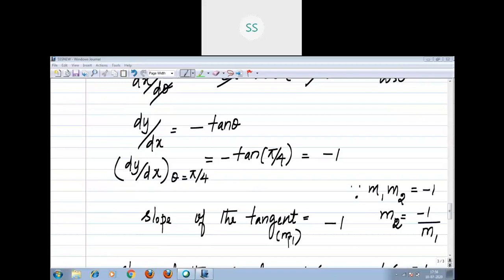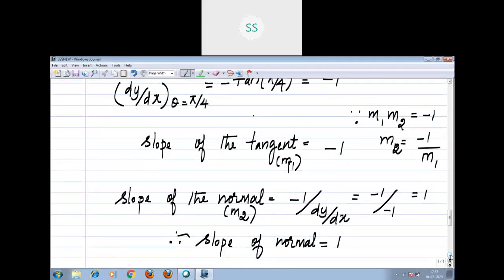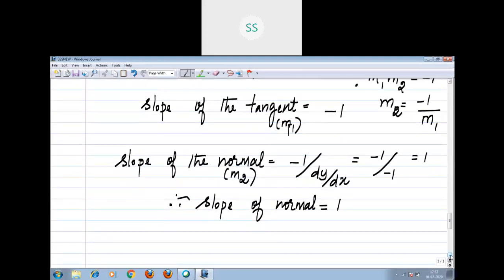That you consider as m1. Product of the slopes equal to minus 1, because tangent and normal are perpendicular. That condition you are applying: m1 m2 equal to minus 1, m2 equal to minus 1 by m1. Here slope of the tangent you consider as m1, and slope of the normal you consider as m2 for your understanding purpose. So m2 equal to minus 1 by m1. m1 is your dy by dx. So what is the slope of the normal? Slope of the normal equal to 1.